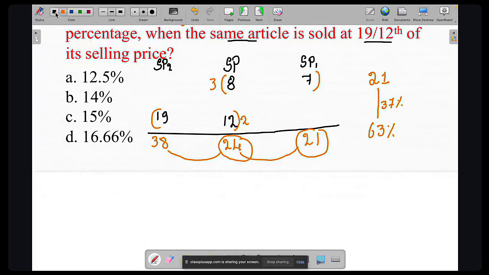Yes, sir. See, 21 is the selling price. 21 parts is the selling price. You are getting a loss of 37%, which means you are selling that article at 63%. Next time, instead of 24, you are selling at 38. How much percentage profit or loss will you get? 21, how many times 63? 21 times 3 is 63. Then 38 times 3, 90 plus 24, is 114%. Yes or no?